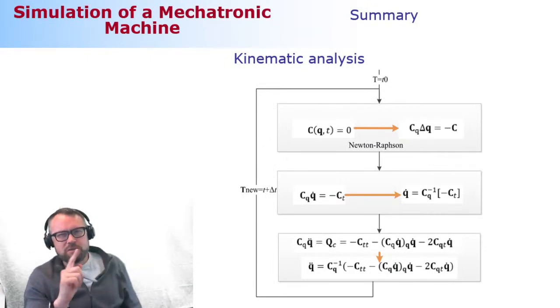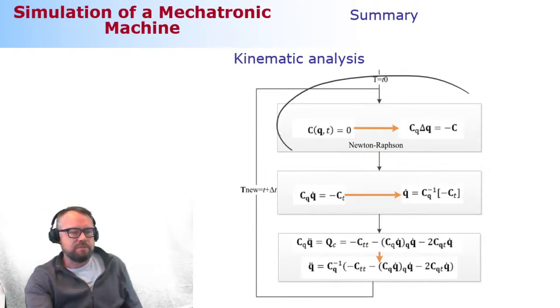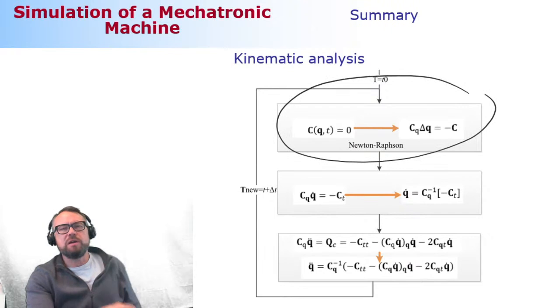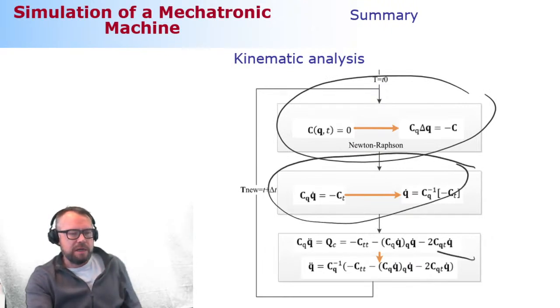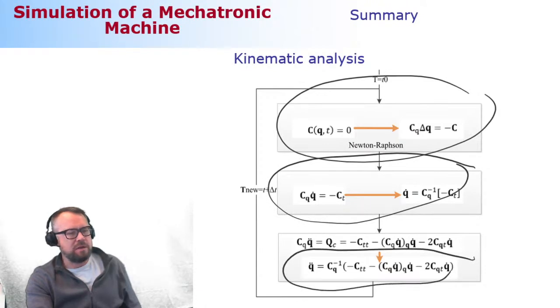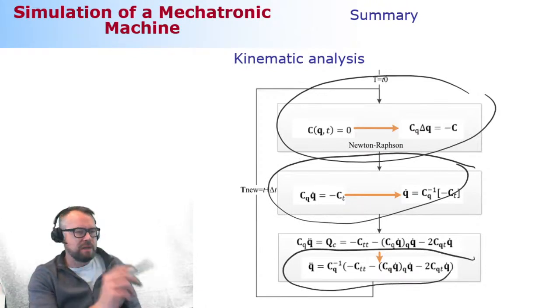So we're almost ready to introduce the first numerical example. First, position level analysis, this iterative process. Then substitution, velocity level analysis. Substitution, that's acceleration analysis. All right.